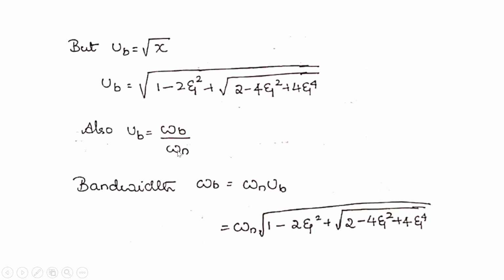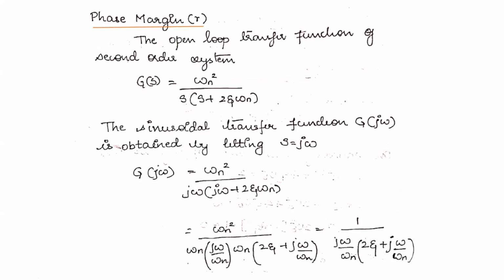Omega b into omega n. Omega n is the natural frequency, the undamped natural frequency, which is going on oscillating. That is, the undamped frequency means the natural frequency of the system. So then what is omega b? Omega n into ub. Multiply, you get the bandwidth. This is the expression for bandwidth.